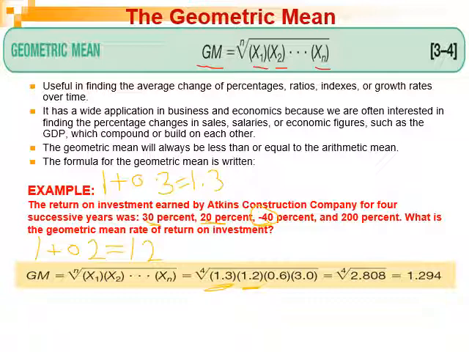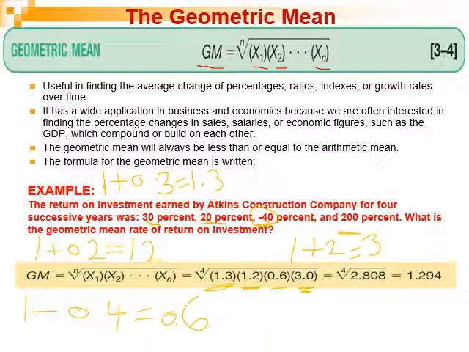Now let's move to the third year. The third year we have minus 40%. Minus 40% means that we have a decrease in the investment in this year. So we have 1 minus 0.4, which is equal to 0.6, to get the value for the third year equal to 0.6. Finally, the fourth year, the increase is a positive value equal to 200%, which is equal to 2. So the value here will be 1 plus 2 equal to 3. This is for the fourth year.